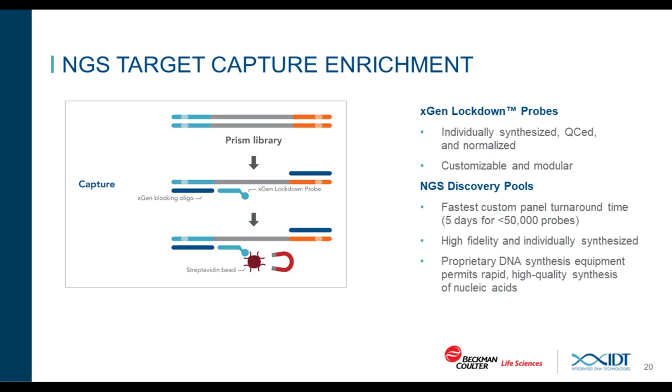IDT offers two different types of panels. The first are xGen Lockdown probes. These are individually synthesized, QC'd, and normalized prior to pooling. They're also customizable and modular. The second are NGS Discovery Pools, which have the fastest turnaround time. For less than 50,000 probes, the turnaround time is 5 days. These have high fidelity and are also individually synthesized. IDT synthesis and chemistry gets you the on-target coverage and uniformity during ultra-deep sequencing, which I will show data on in a subsequent slide.